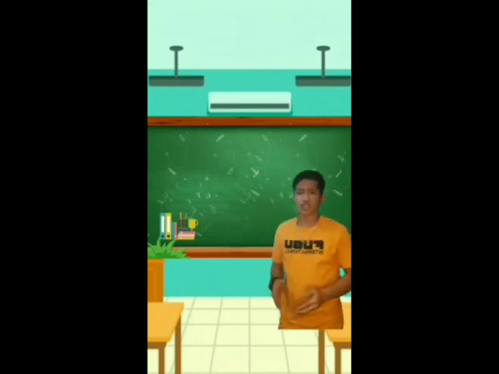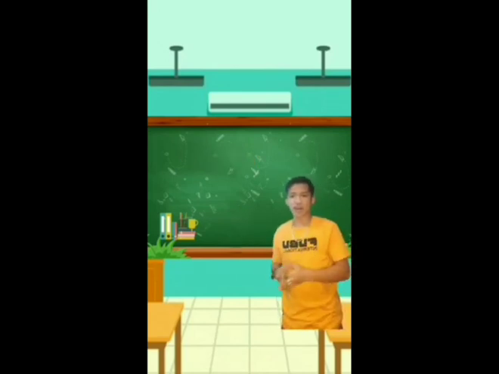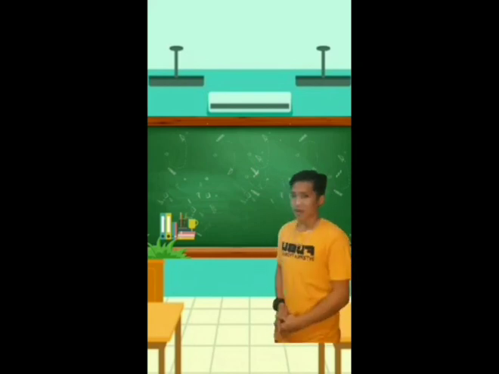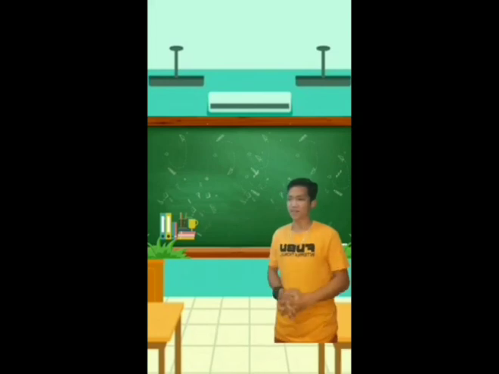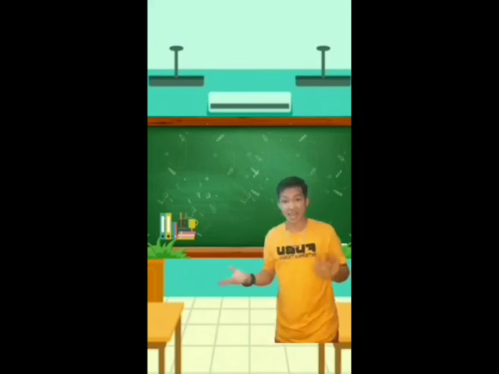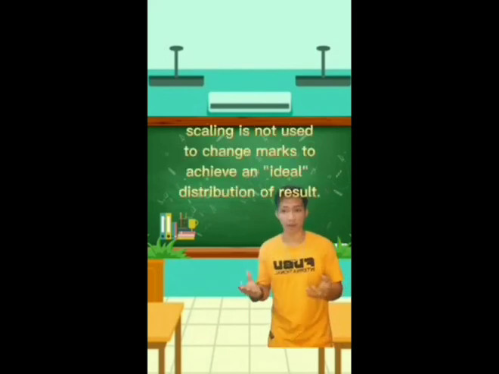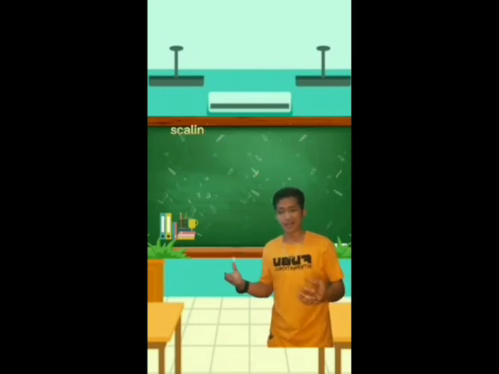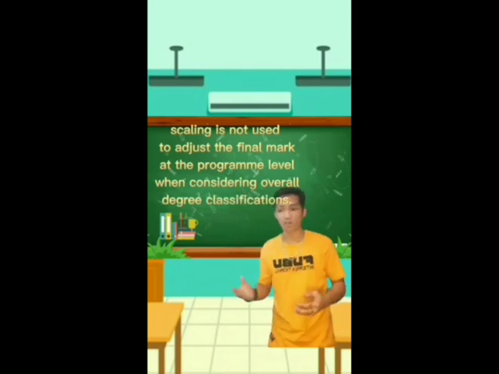So instead of 40 over 70, it became 50 over 70 because of the mark scaling. This method will adjust marks within a range by a specified positive or negative amount in order for the marks to be scaled up or down. Remember that scaling is not used to change marks to achieve an ideal distribution of results. Scaling is not used to adjust the final mark at the program level when considering overall degree classification. And that's all. Thank you.